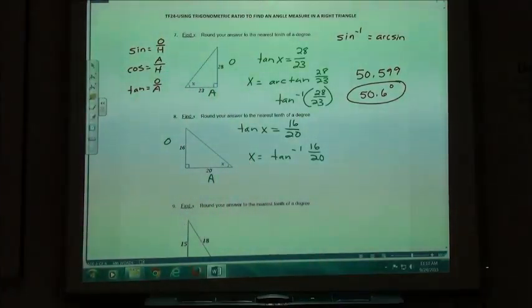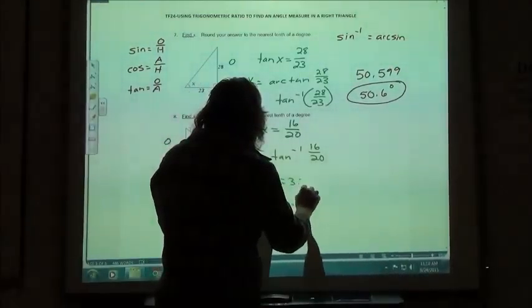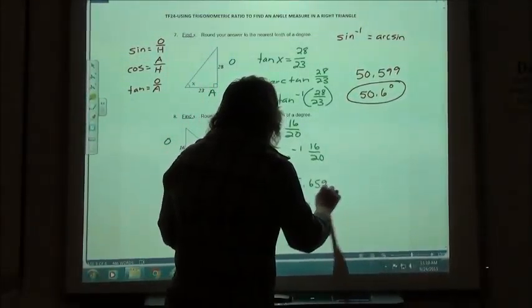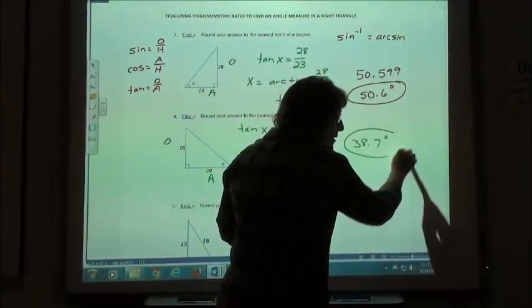So again, shift tangent of 16/20, and I get 38.659. So rounding that off, I would say 38.7 degrees.